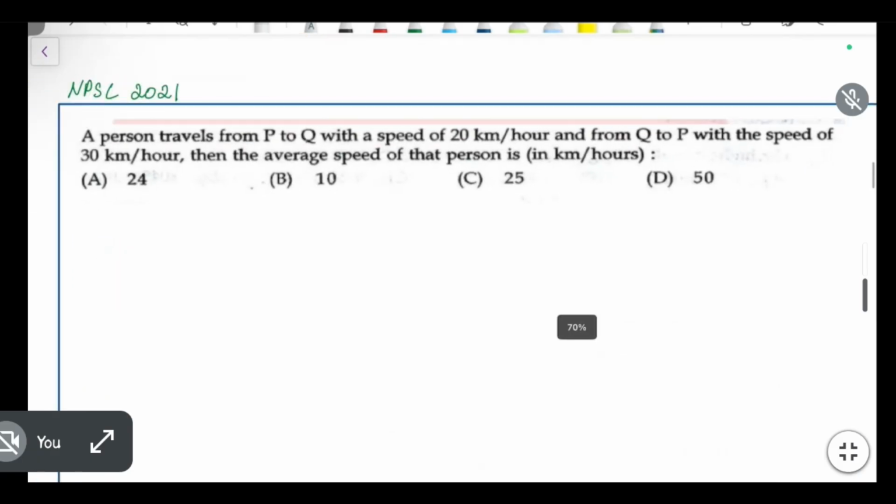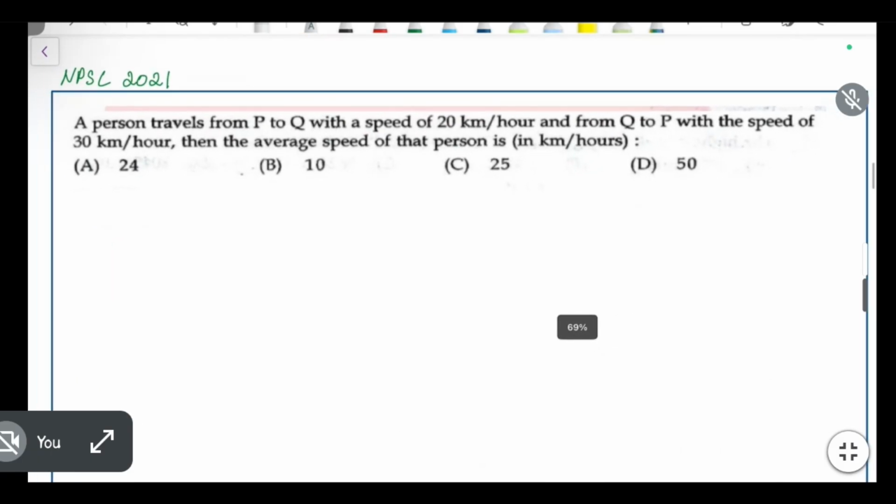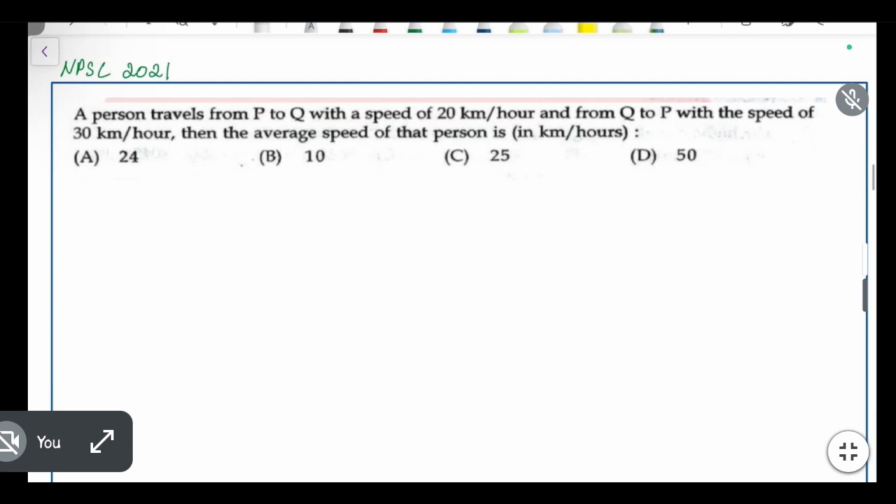It was asked in NPSC 2021, I guess. This question, 2021 or 2019, I'm not sure, but I just wrote 2021. A person travels from this point, which is P, to Q. Let's draw two points here, P to Q, and it says at a speed of this one.